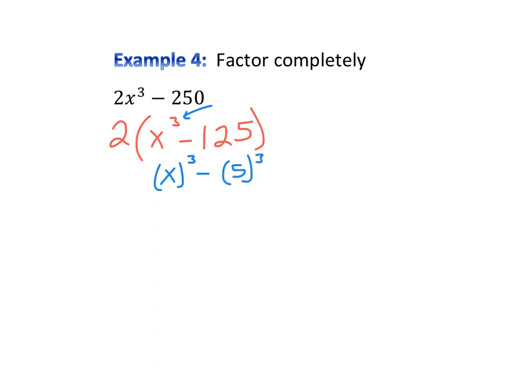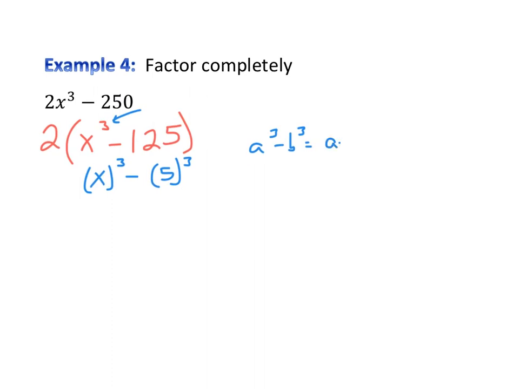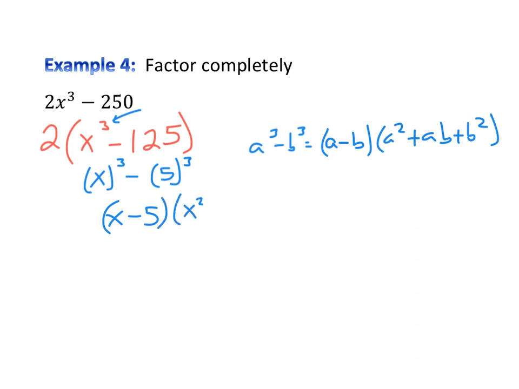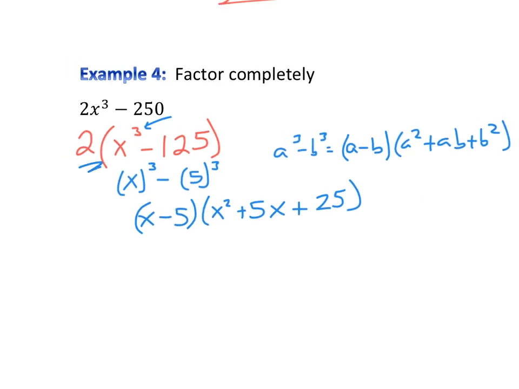Well, this is the a cubed minus b cubed pattern. And according to our factor chart, the factors of this are a minus b times a squared plus ab plus b squared. So the factors of our problem will be x minus 5 times x squared plus 5x plus b squared, which is going to be 25. And then don't forget to bring down that monomial of 2.